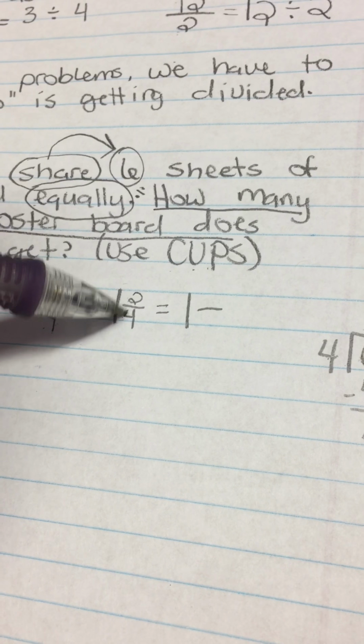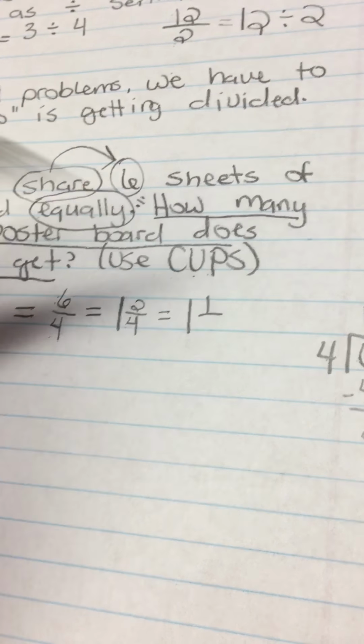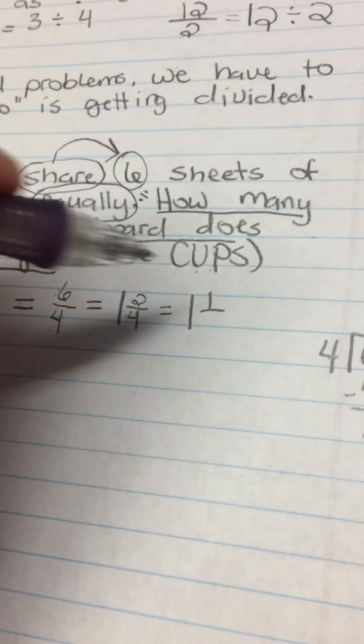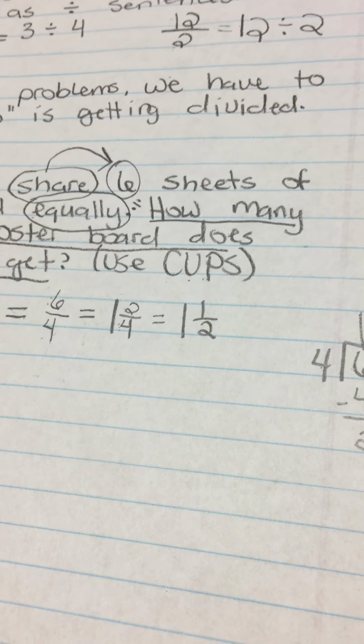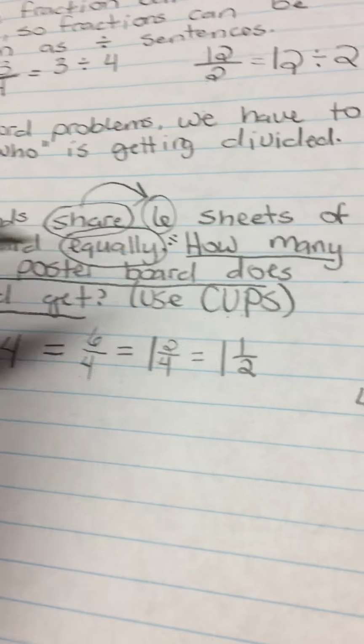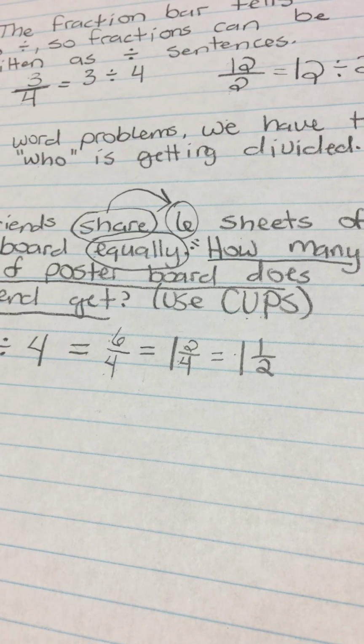Into all even numbers, I know 2 goes in. So 2 goes into 2 one time. 2 goes into 4 2 times. So each friend will get 1.5 sheets of poster board.